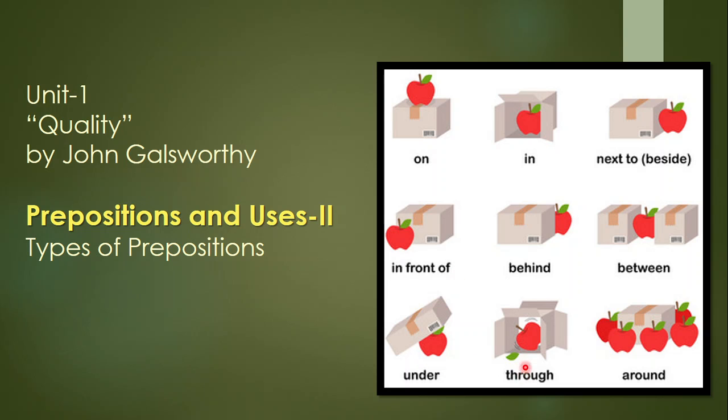The apple is going through, because there is a two-way opening. Here it is not open, but here it is open. It is going through this box, just working like a tunnel, as though the apple is a person going through the box, or the tunnel. And here, around, the box is covered around the apple. This is how we understand the prepositions. The position is a figurative indication.